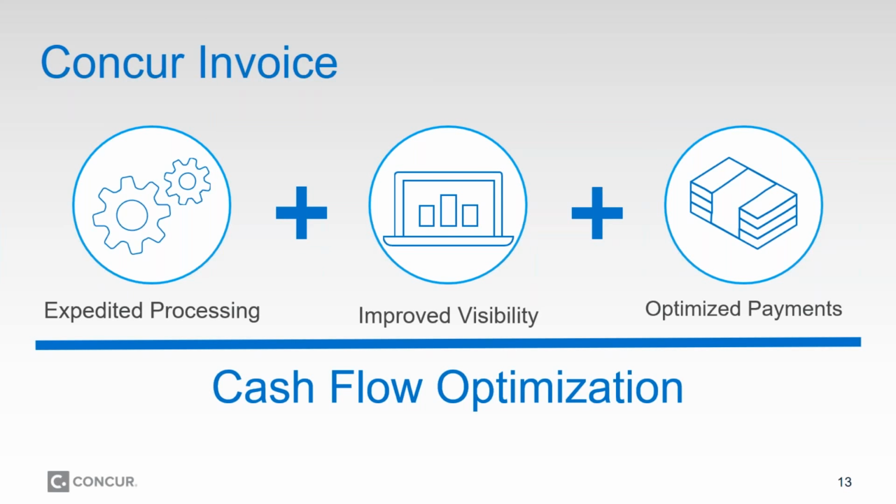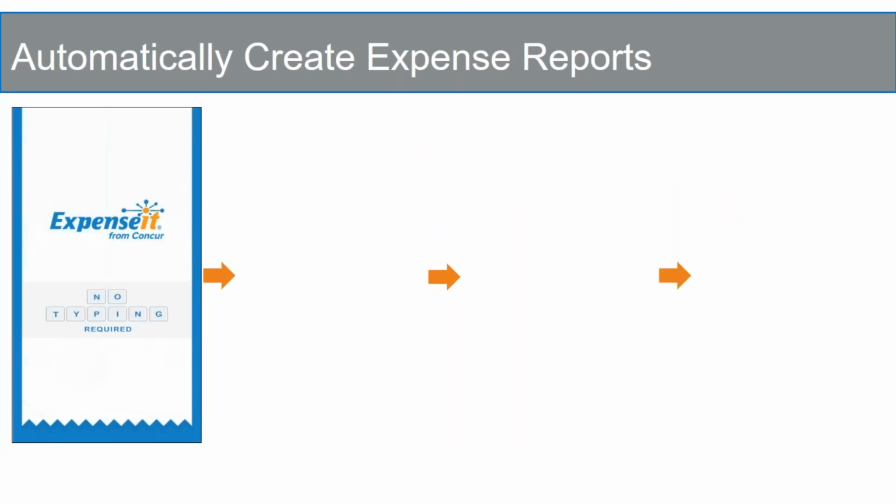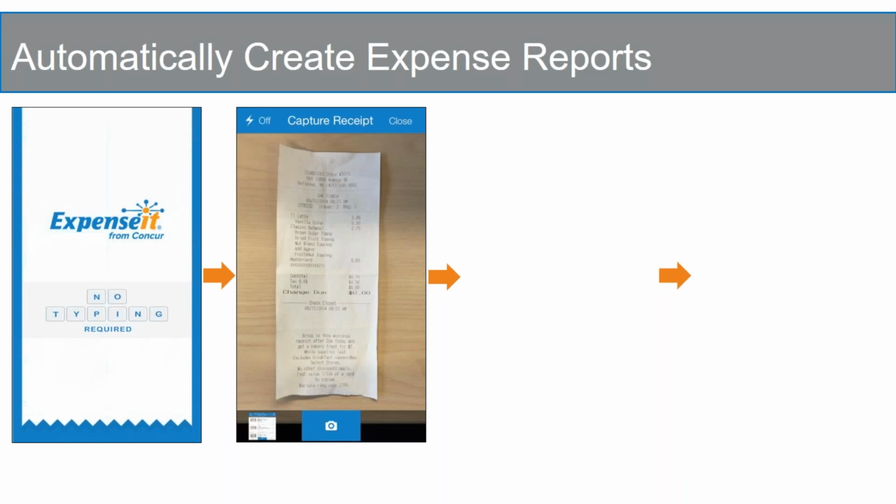So as I move from invoice into expense, I'll cover first the front end. How do we start to automatically create an expense report for you? It starts with the receipt side, being able to capture those receipts mobilely. With Expense-It within the Concur app, you simply snap a photo of those receipts while you're out on the road.